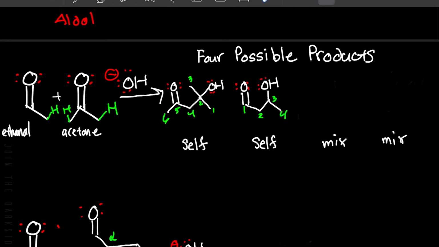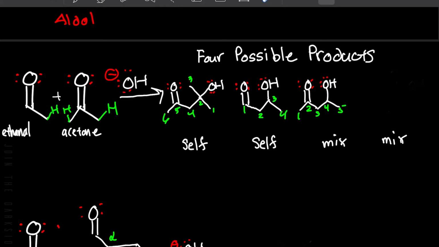So either the acetone can be a nucleophile and attack the ethanol, or the ethanol can be a nucleophile and attack the acetone. So for our first case, we're going to have the acetone be the nucleophile. As you can see, this final product is going to have 5 carbons, which does make sense because the acetone has 3 carbons and the ethanol has 2 carbons.